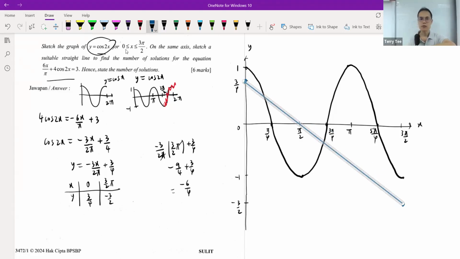So remember, the number of solutions is your number of intersections, right? So here, from the graph, I can see we have 1 and 2 solutions. Yeah, 2 intersections. So therefore, from the graph, the number of solutions is just 2.